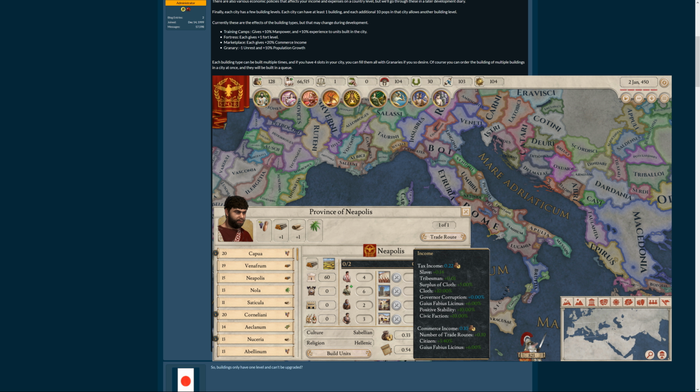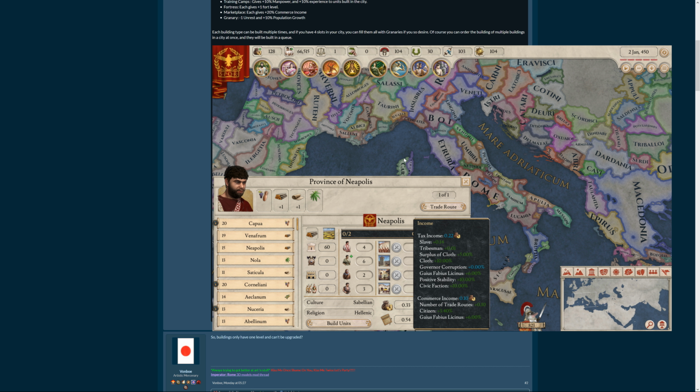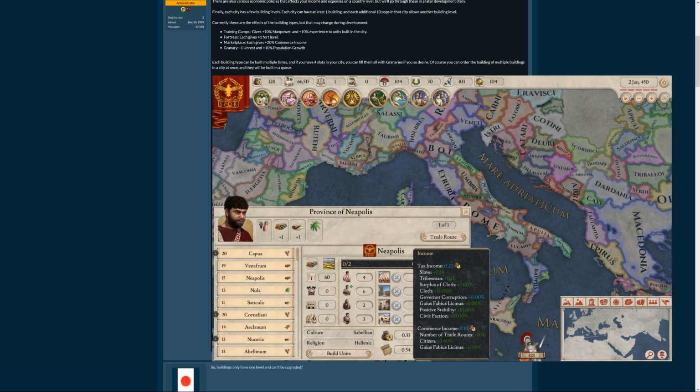Marketplace each gives 20% commerce income. So if you have a good city, and they say each gives plus 20% commerce income, if you have a good city, like a big city, maybe in the center of your empire, and you have a trade route to it, and you have, let's say, 50 pops, make 5 marketplaces, then you have plus 100% commerce income, and also a big multiplier from the pops in that city. So if that is true, each gives that supposes that you can build multiples. It makes sense to, wherever it is possible, specialize the cities, and that's probably a very good thing.